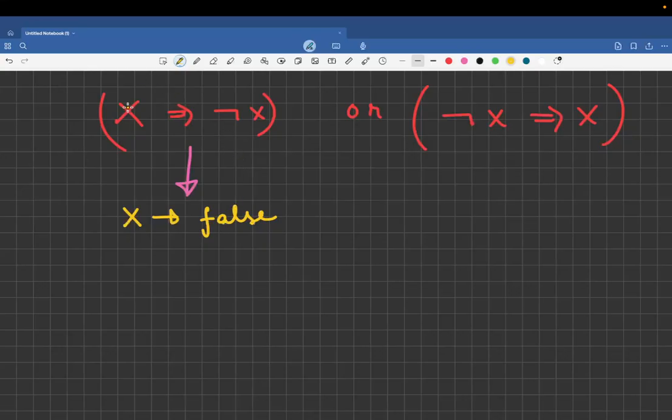Right? Because if the left hand side becomes false, then there are no issues. Similarly, if x is reachable from not x, in that case, what would you assign to x? You want the left hand side to be false, right? So in that case, you want not x to be false. So in that case, you will assign the value of x as true.